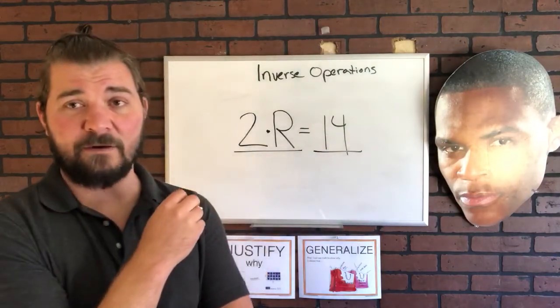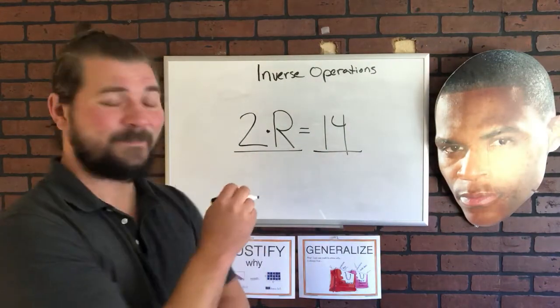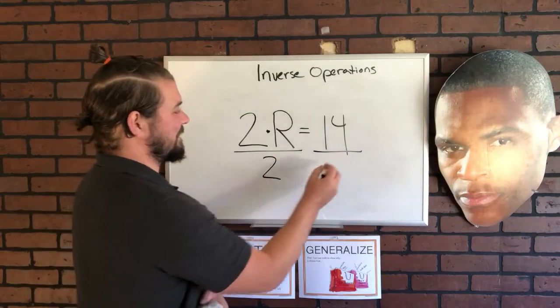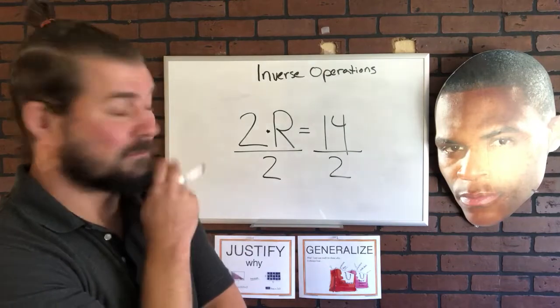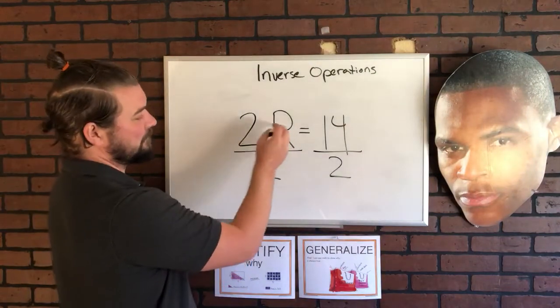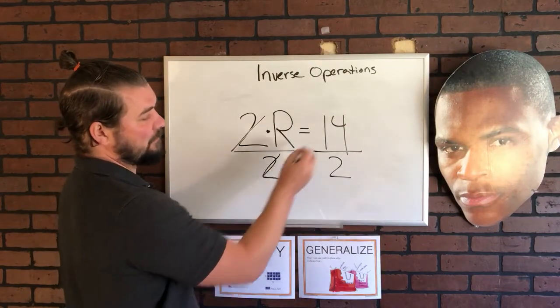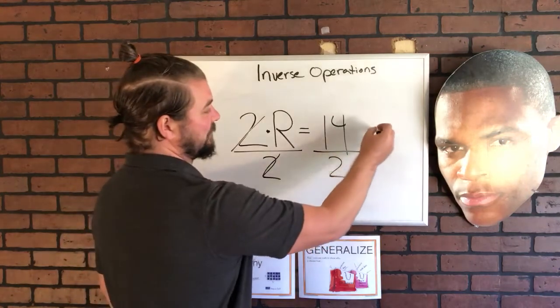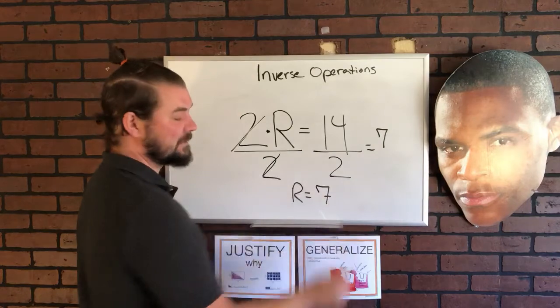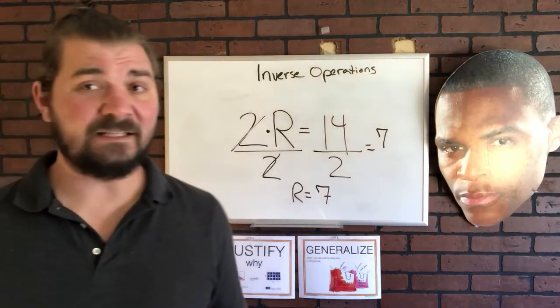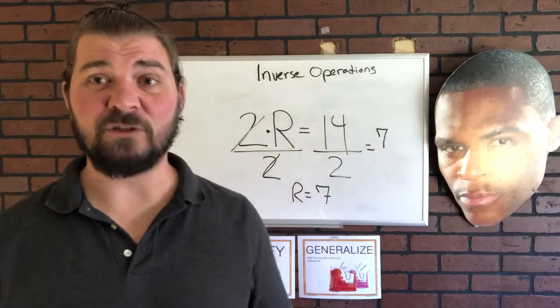Go ahead and yell it out loud in your house. Awesome. 2 is the correct answer. If you didn't yell 2, you should have yelled 2. These 2's are going to cross out. 14 divided by 2 is going to equal 7. On this problem, R would equal 7. That's about 6th grade algebra.